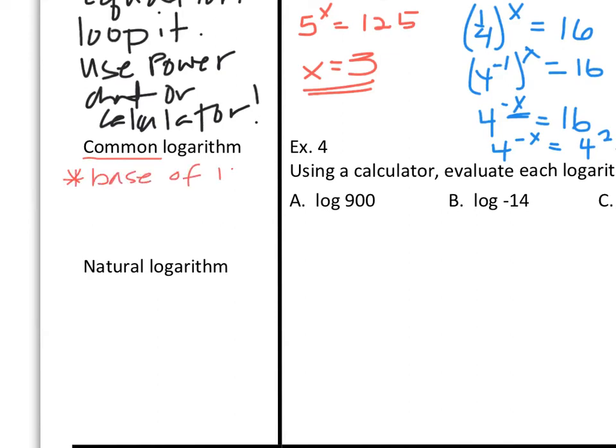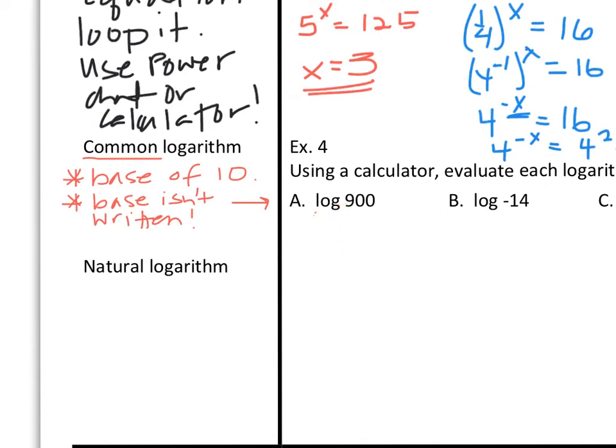So that little sub number, the base, would just be 10. And you'll know it's a common logarithm if the base is not written, which seems kind of strange. So the base is not even written. Take a look at this example on the right. Log of 900. There's no little sub number on the bottom. That means it's automatically base 10. This is an example of a common logarithm.